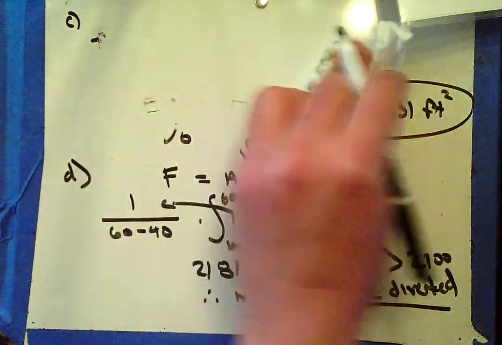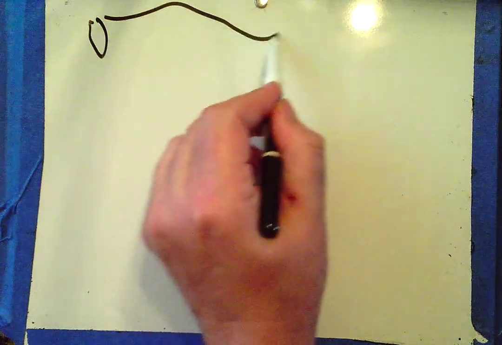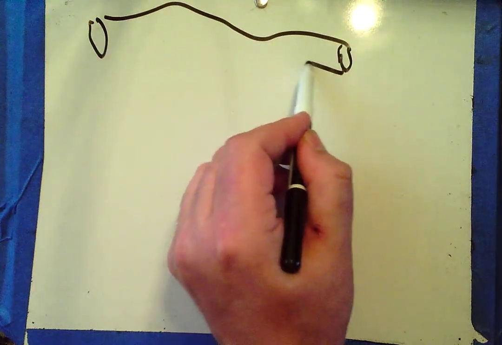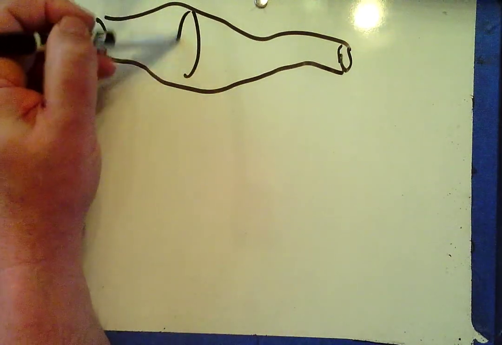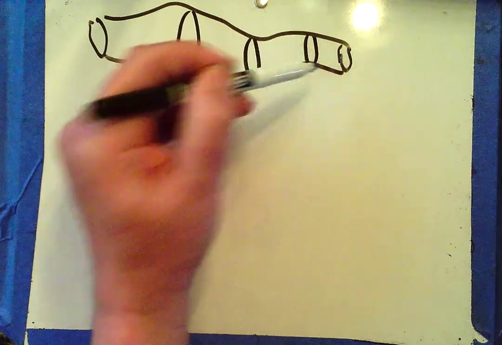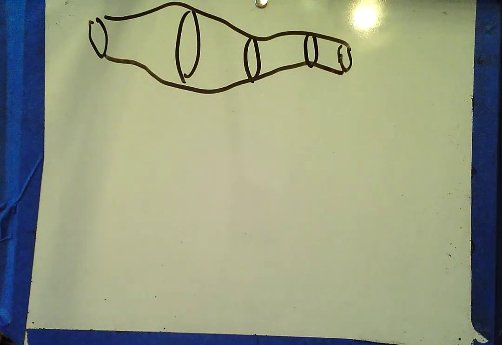Problem number 5 says blood vessel. Ooh, and this is with calculator too. A blood vessel is 360 millimeters long and has a circular cross-section of varying diameter. So that's what I'm thinking about.